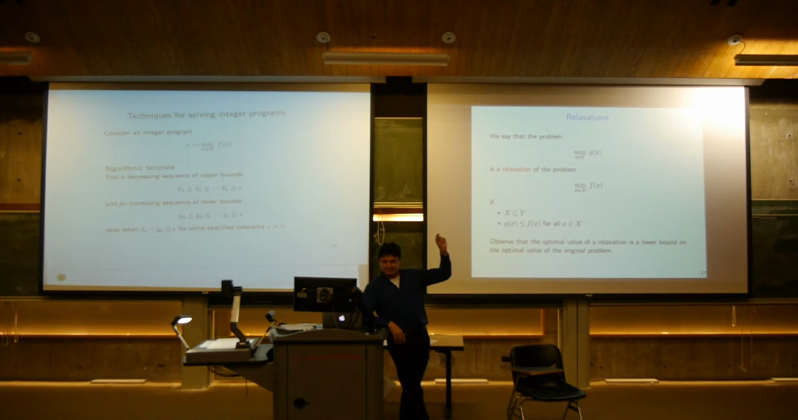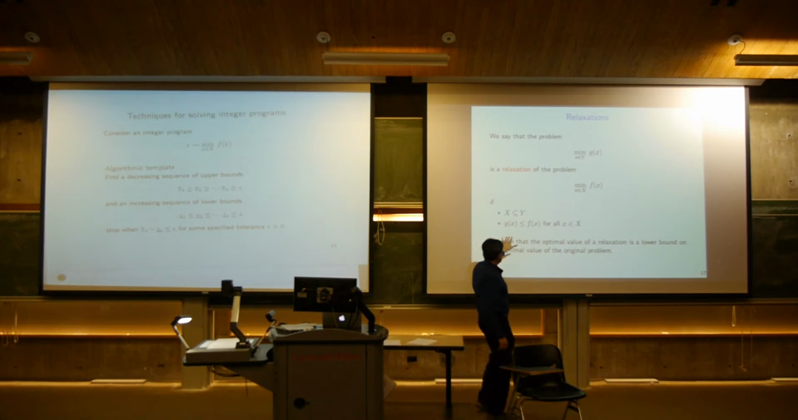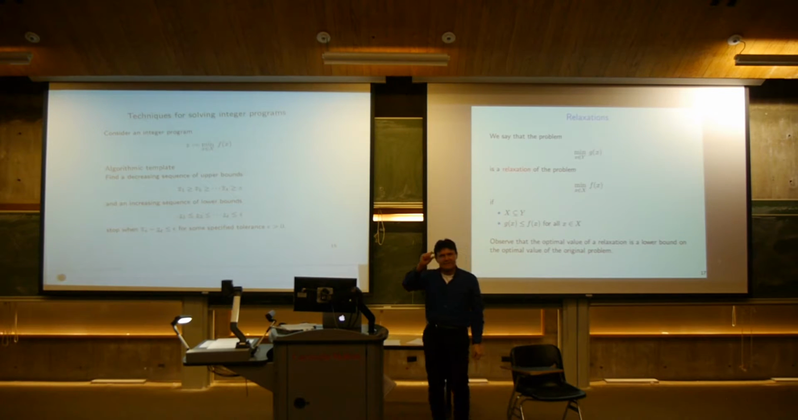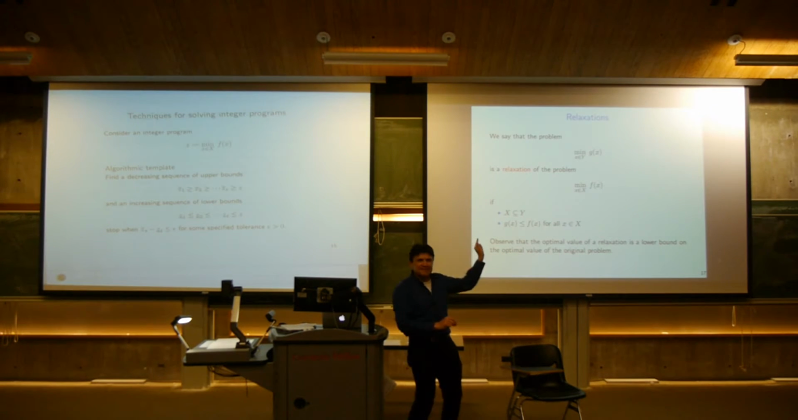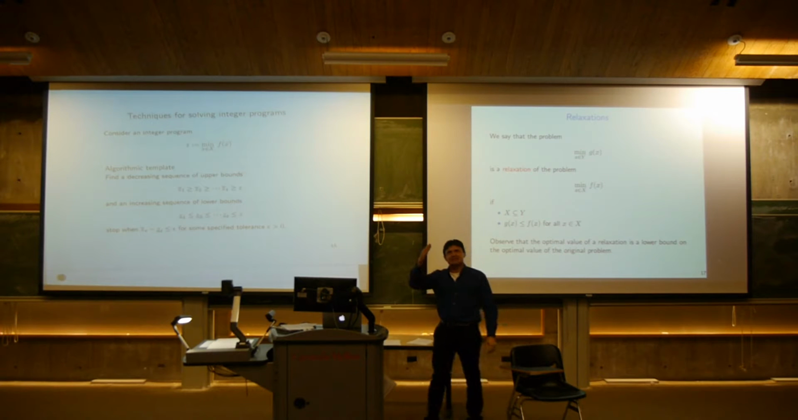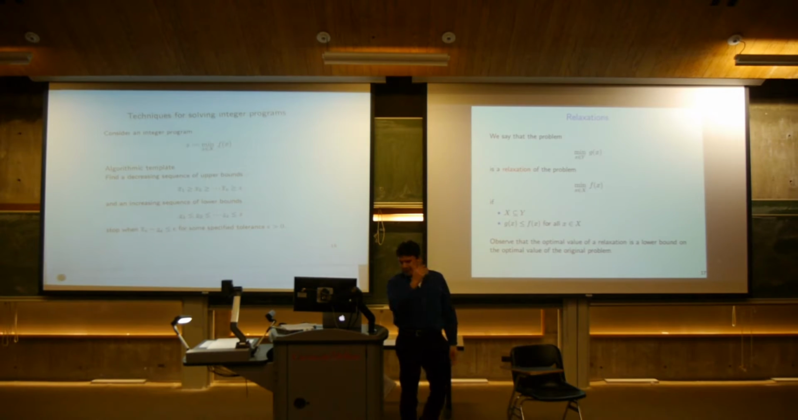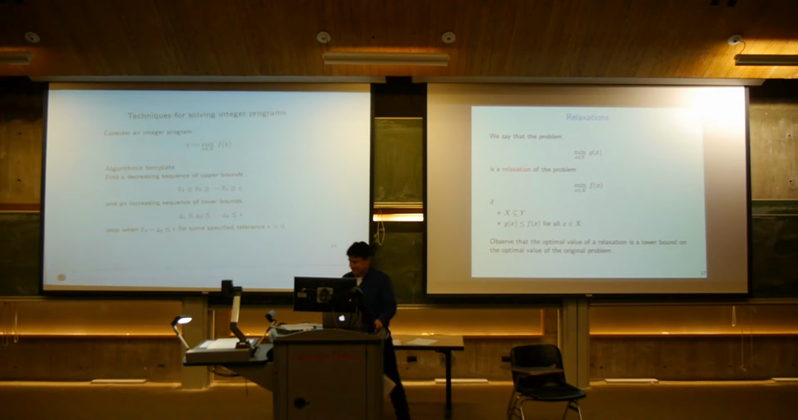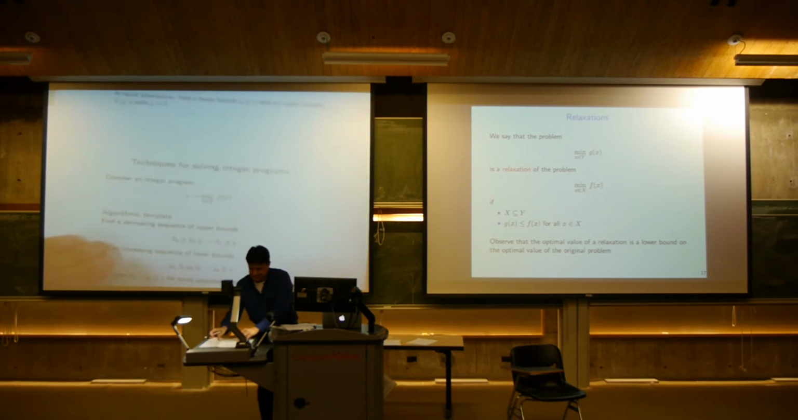it immediately follows that if you solve the relaxation, you get a bound on the original problem, right? Because of this condition, the relaxation has an optimal value that is less than or equal to what it would be if I replace G with F. And because of the first condition, that in turn is also less than or equal to what would happen if I replaced, I guess maybe write it down here just to be clear.